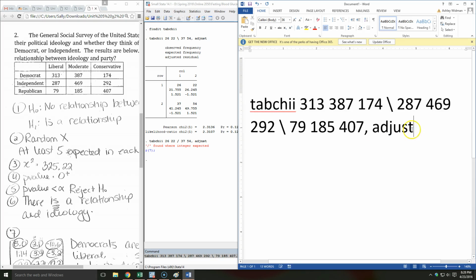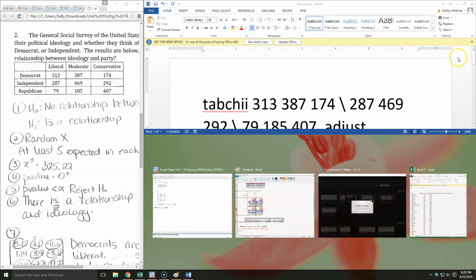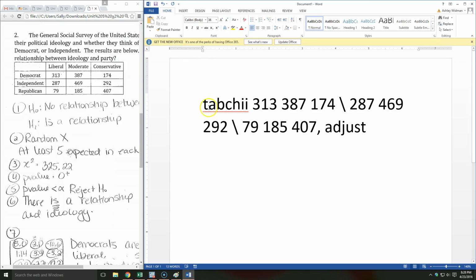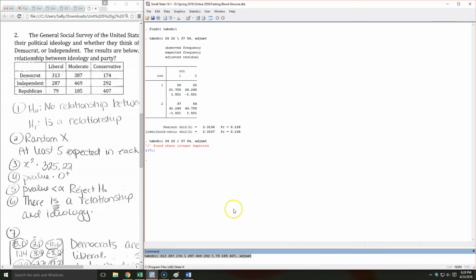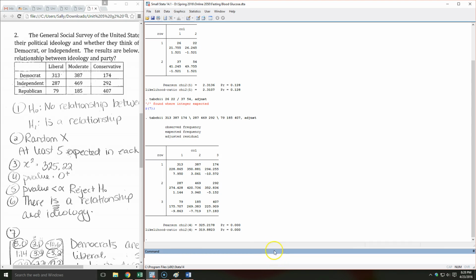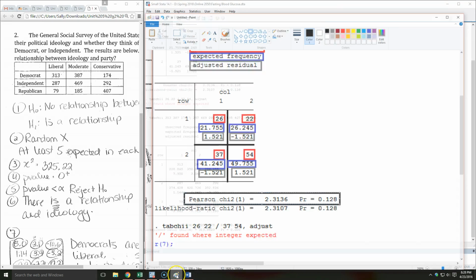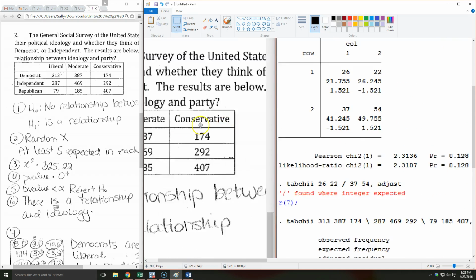So this should be what you are entering into Stata, into the command box. So our rows, I'm just going to double check this. Okay, and then comma adjust. So when you hit enter, it again gives you a table back, but with more information.